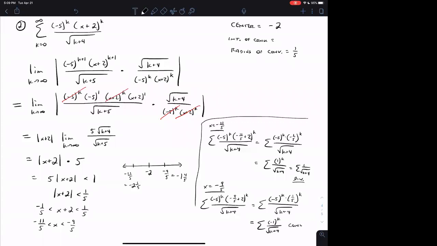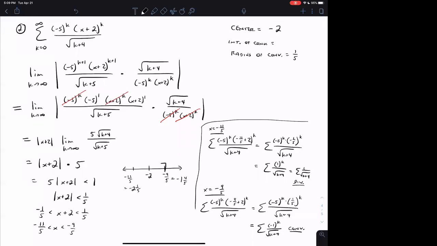That series converges conditionally because it's one where if you took the absolute value, it would diverge, but then you go back and do the alternating series test and the series itself converges conditionally. So we include -9/5. We do not include -11/5. And so the interval of convergence goes from -11/5 to -9/5, where we include -9/5.